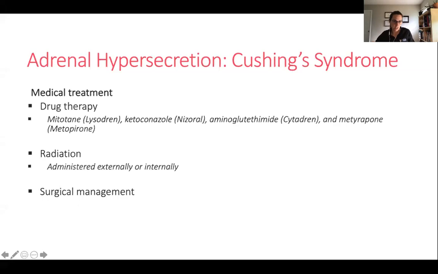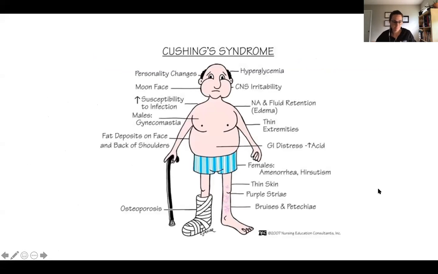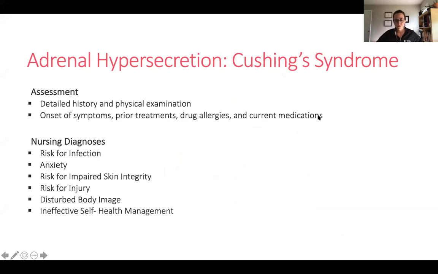So this is a little graphic to help you remember Cushing's. They have that moon face, they'll have hyperglycemia and personality changes, the truncal obesity, and their extremities will be really thin, and then the purple striae could be on the legs, in the abdomen, and also the fat deposit in the back, the buffalo hump. So as far as assessment, physical examination, you will look for those characteristic presentations that we just talked about.